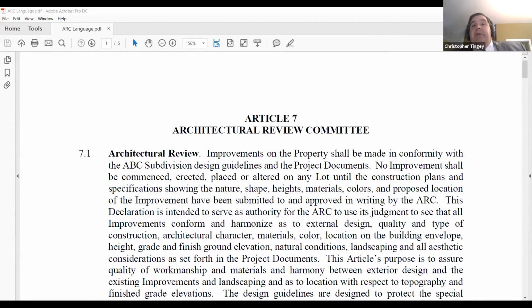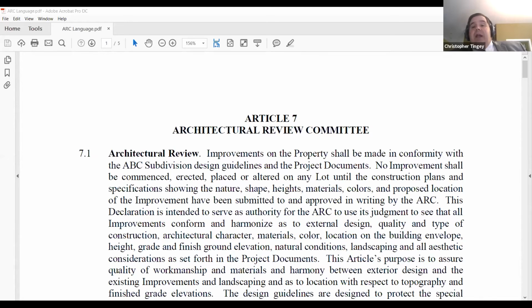This one says, notice in the first sentence, improvements on the property shall be made in conformity with the ABC subdivision design guidelines and project documents. So it's already assuming that you have design guidelines, and then it refers back to project documents, so the declaration and the bylaws. The next sentence is one that you often see starting an architectural review committee provision. It says no improvement shall be commenced, erected, placed, or altered on any lot until the construction plans and specifications showing the nature, shape, height, materials, colors, and proposed location of the improvement have been submitted to and approved in writing by the ARC.